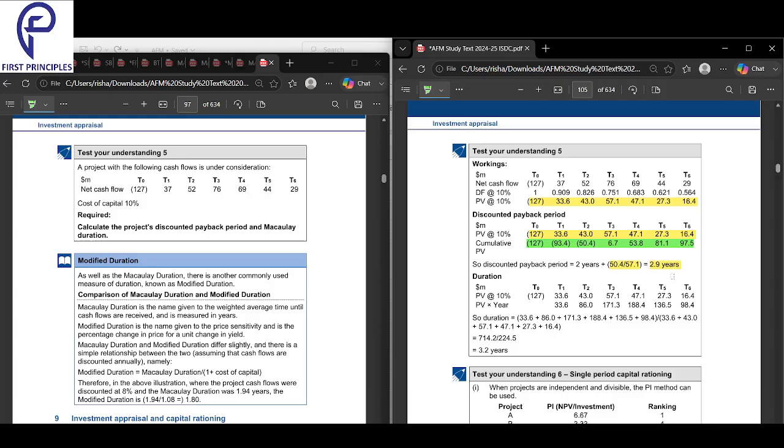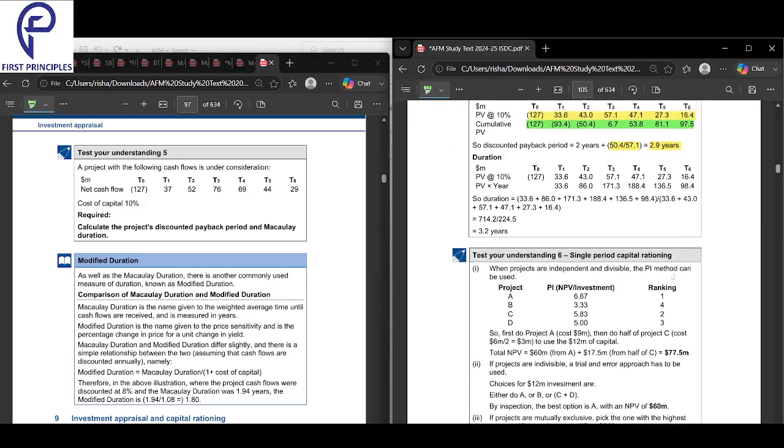Easy. You took the cash flows, you took the present value of the cash flows, you got the cumulative cash flows, and then you got your 2.9 years. Easy, done, finished. Now coming to duration.